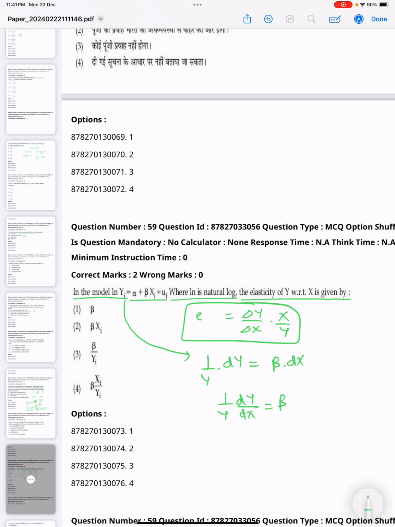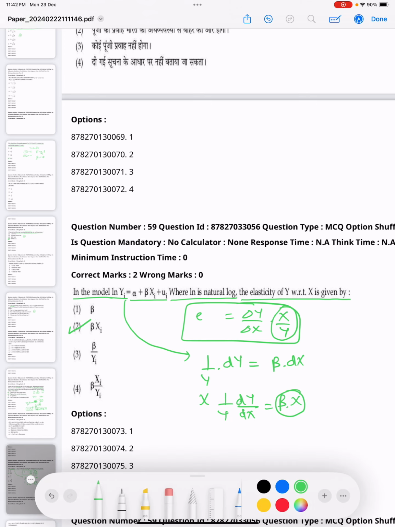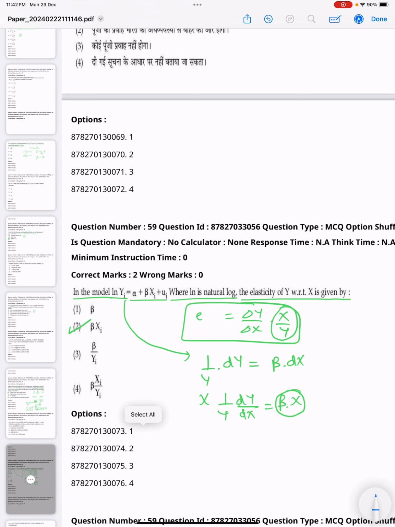And elasticity is x by y. So we will multiply here by x, and we will multiply beta by x. So this is our answer. This is basic from Gujarati only. Okay, now moving to the next question.